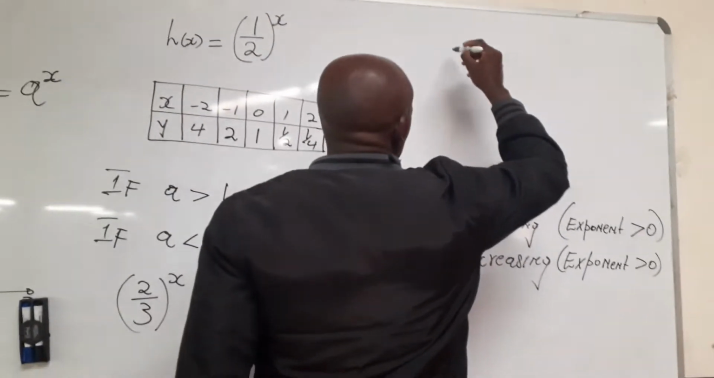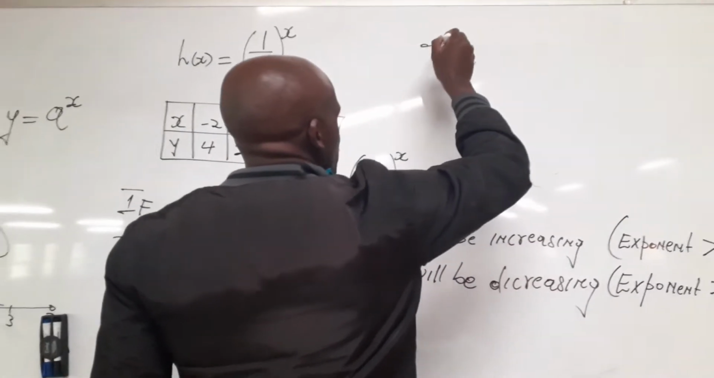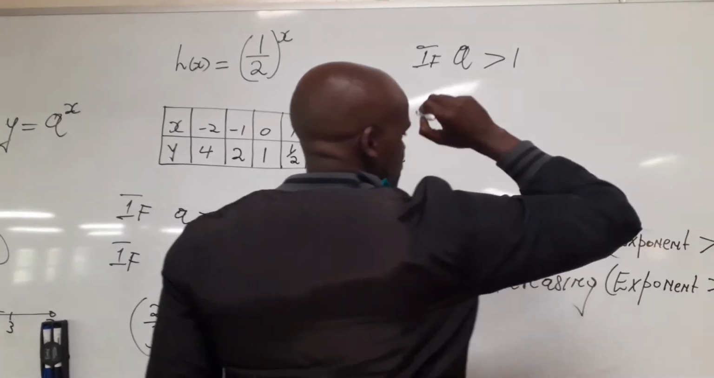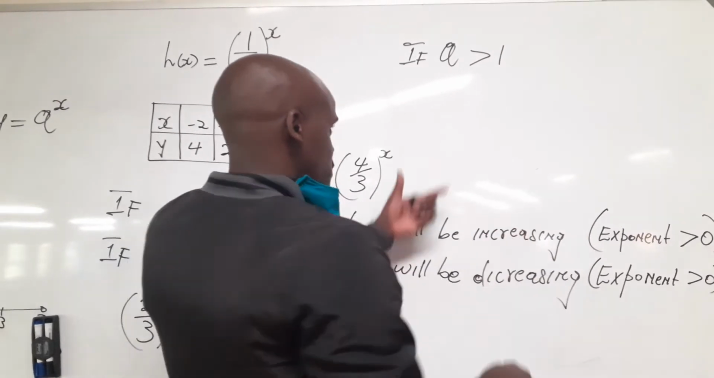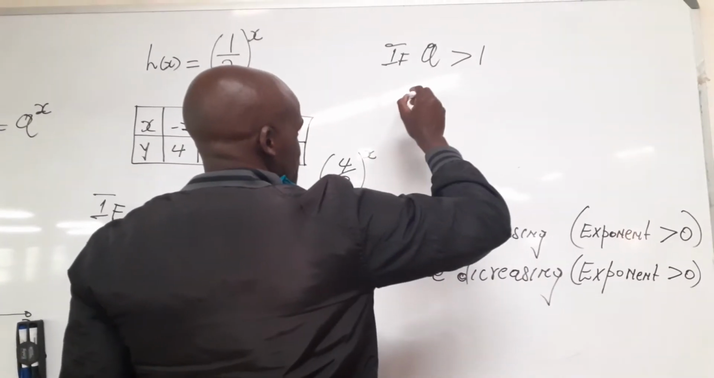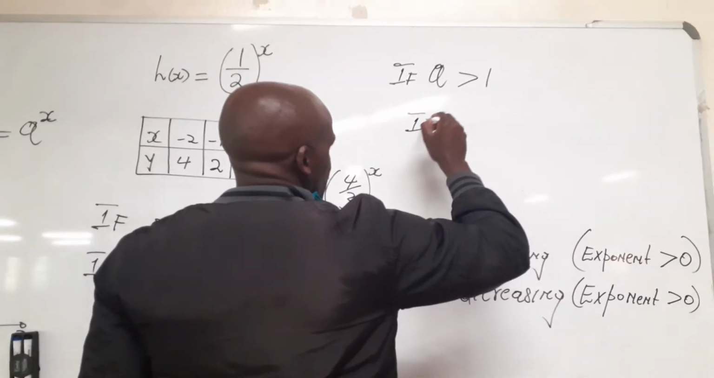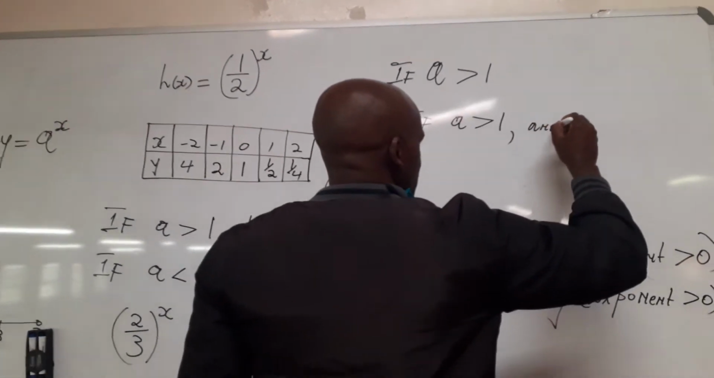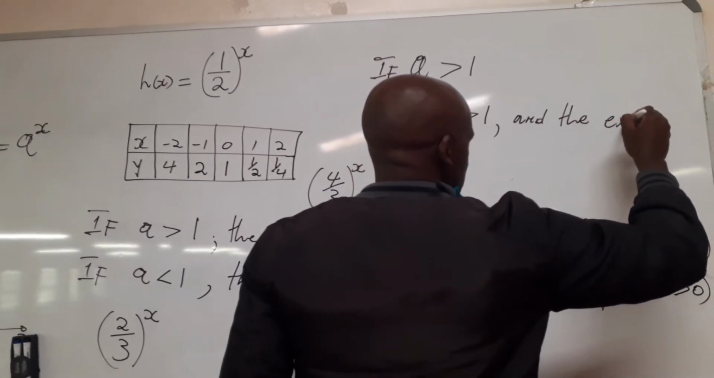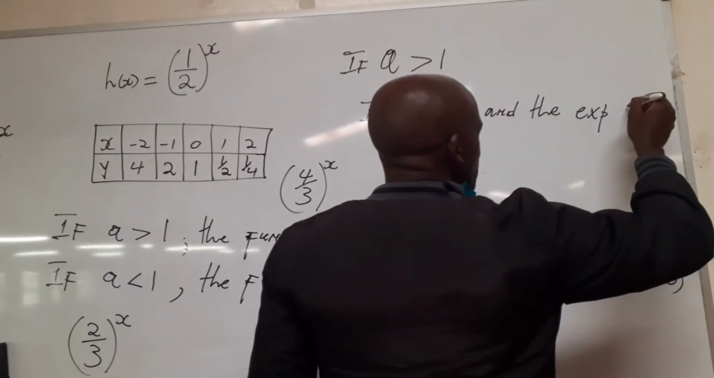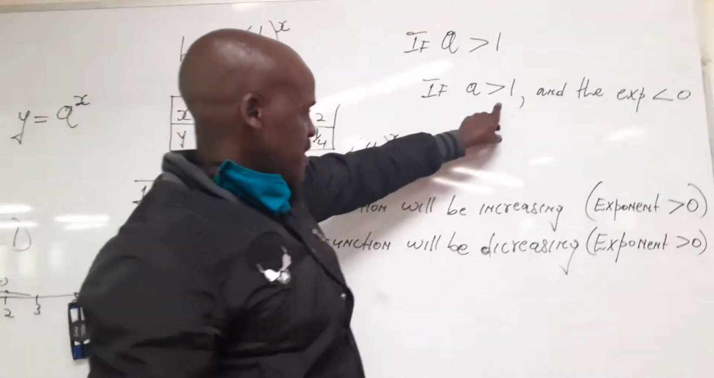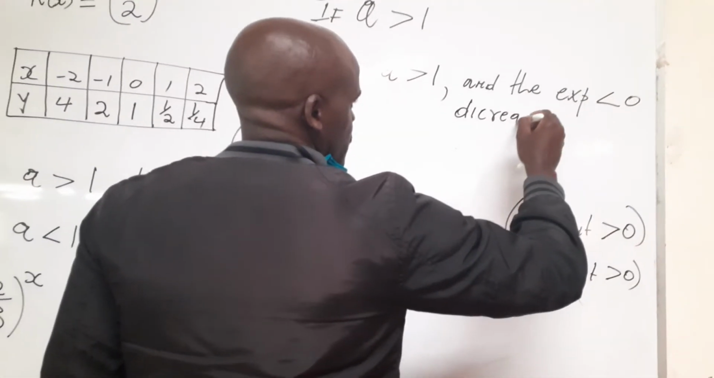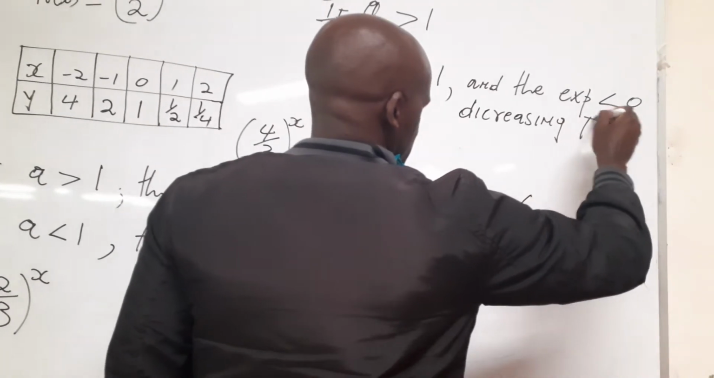So remember, we started by saying if a is greater than 1 and the exponent is positive, the function will be increasing. But if a is greater than 1 and the exponent is negative, this is a decreasing function.